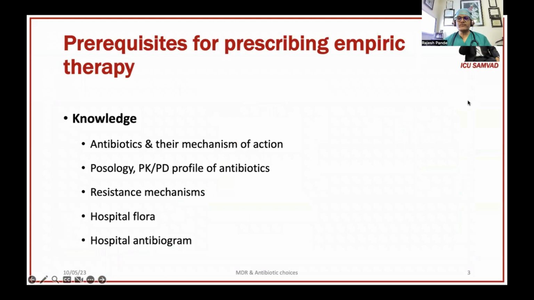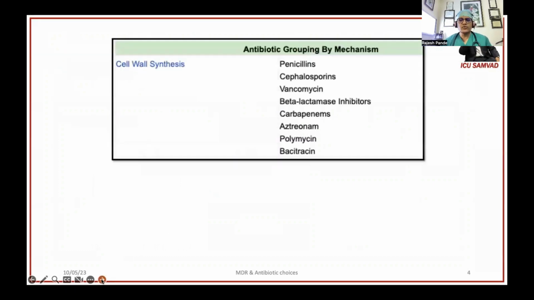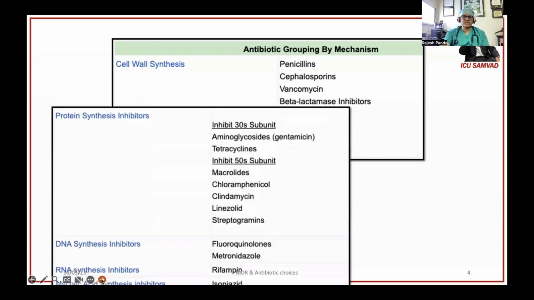So what do we need to know before we start using our golden hand to prescribe antibiotics? Well, we need to know about the antibiotics, their mechanism of action, the posology, PK/PD profile, the resistance mechanisms, and we should know about our bugs in the hospital as well as the antibiogram. So let us first recapitulate how the antibiotics are grouped by different mechanisms. We have antibiotics which inhibit cell wall synthesis: penicillins, cephalosporins, beta-lactamase inhibitors, carbapenems, and so on. So a large number of antibiotics work by inhibiting cell wall synthesis.